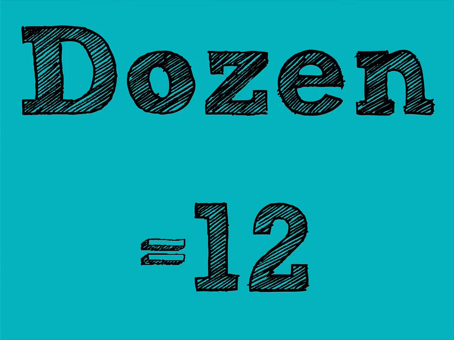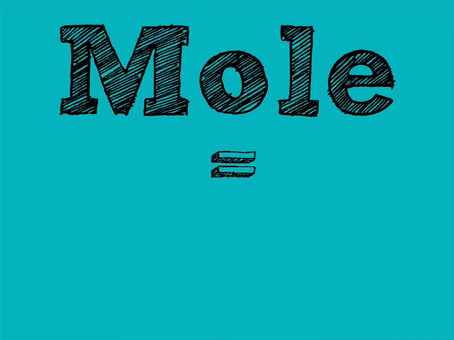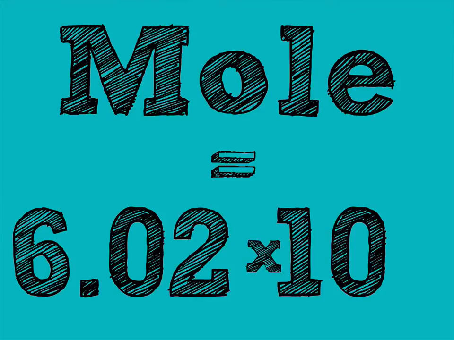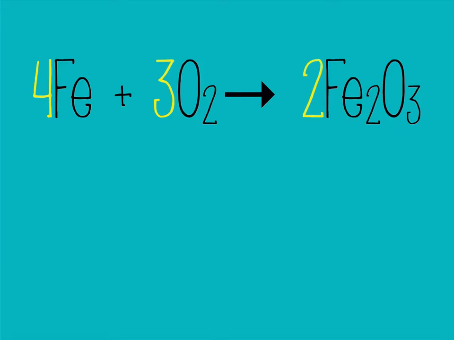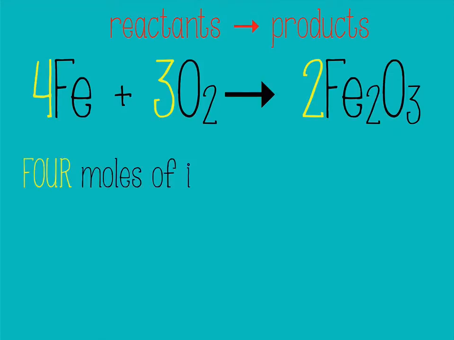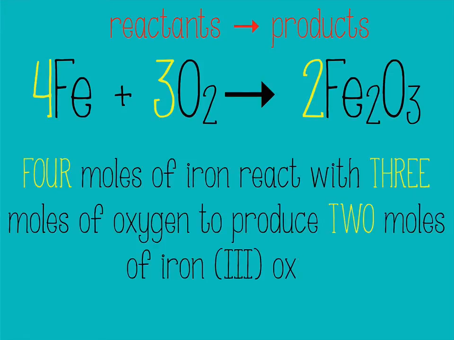Now, since atoms are so freaking small, we need to have a massive number to even see them with our eyes. So, just like a dozen means 12, a mole means 6.02 times 10 to the 23rd power. It's just a word that represents a large number, which is also called Avogadro's number. No, not avocado, Avogadro. In a balanced equation, you can compare the amounts of reactants and products using moles for the amounts. 4 moles of iron react with 3 moles of oxygen to produce 2 moles of iron 3 oxide. But we're getting ahead of ourselves.